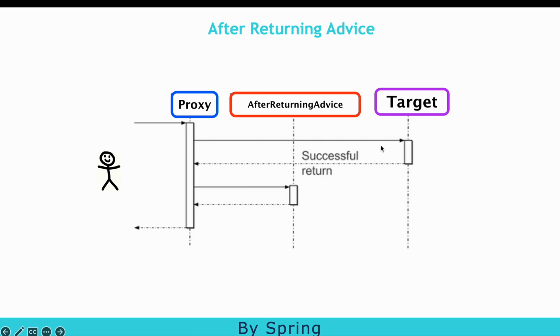But if the target threw an exception, the proxy will not call the after returning advice, because for the after returning advice to be called, the target method must have executed successfully. So if it executes successfully, then the proxy will be able to call the after returning advice. If it throws an exception or an error, then it won't be able to go to the after returning advice.